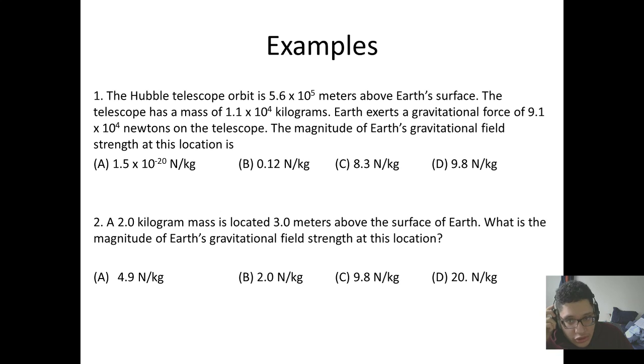Okay, let's do some examples. So, the Hubble telescope orbit is 5.6 times 10 to the 5th meters above Earth's surface.